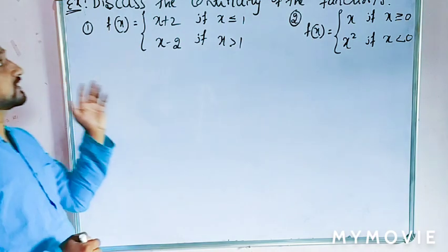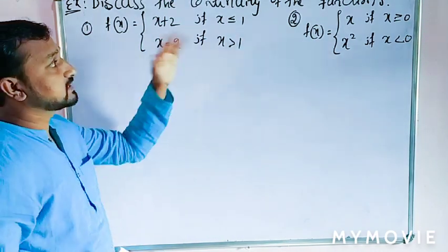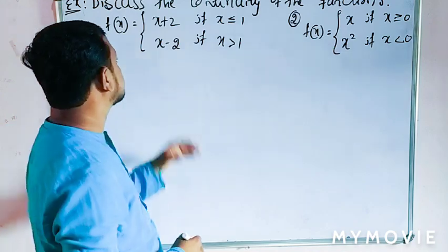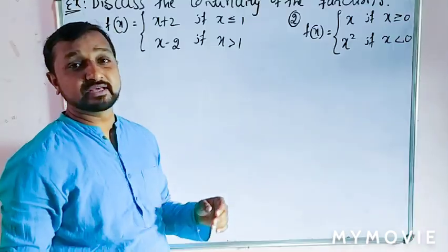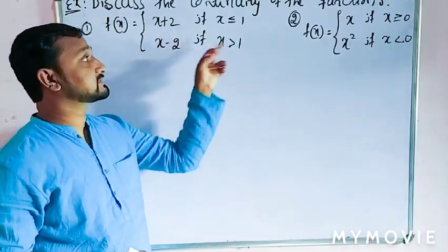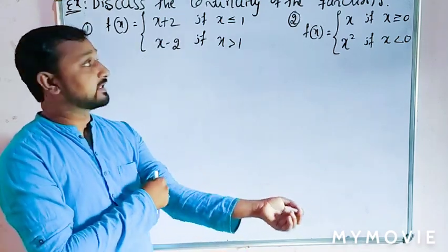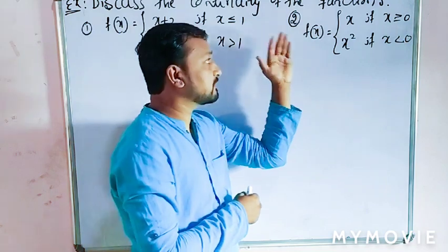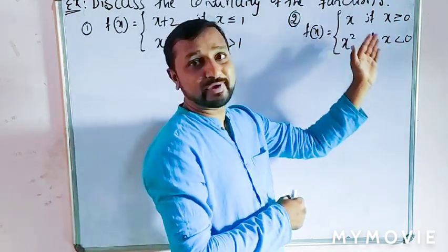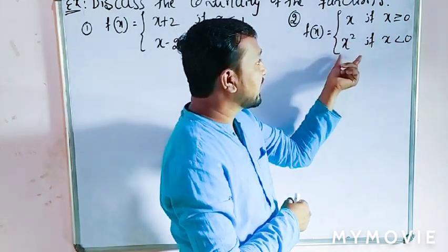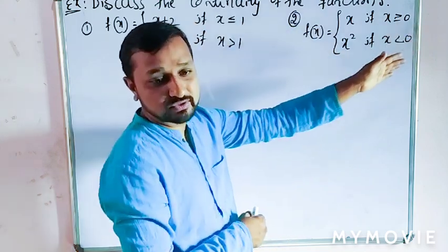Students, these are also examples. Discuss the continuity of the functions: f of x equals x plus 2 if x is less than or equal to 1, x minus 2 if x is greater than 1, and the second example, f of x equals x if x is greater than or equal to 0, x square if x is less than or equal to 0.